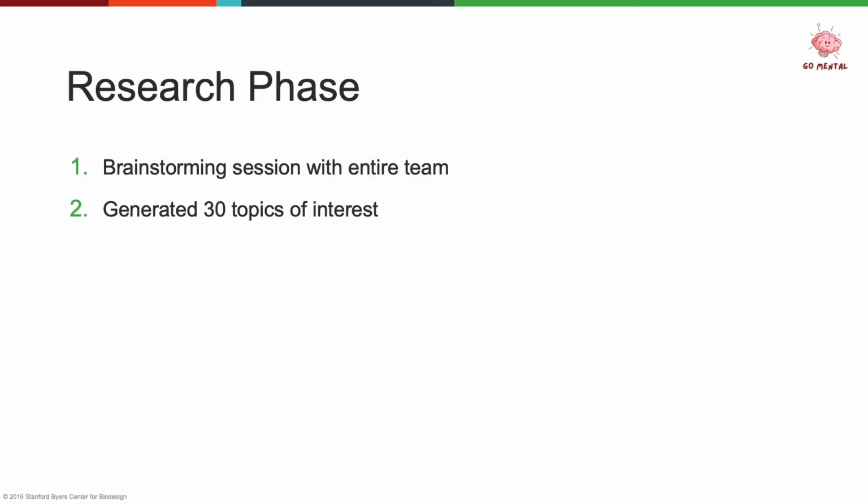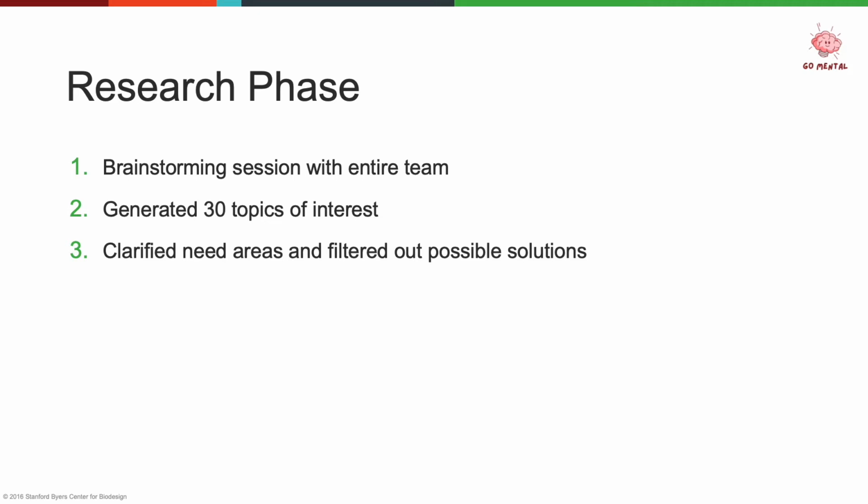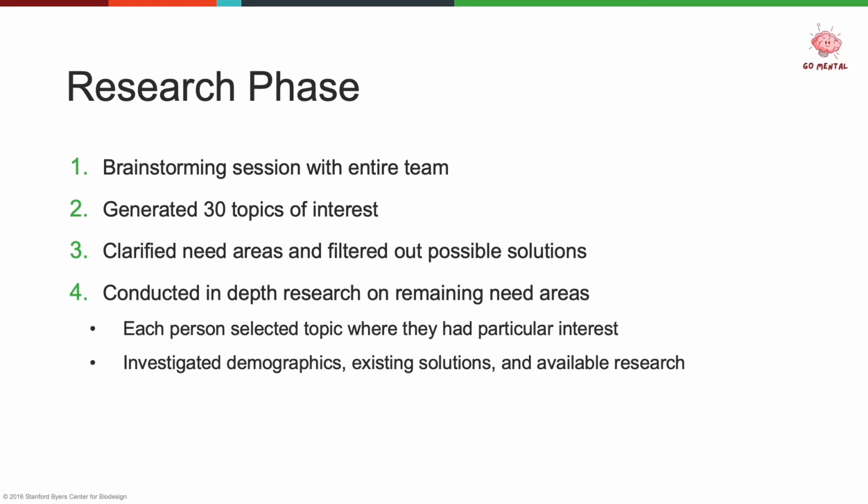We essentially were brainstorming within this specific need area, and we figured out what were the topics of interest, and that ended up being around 30 topics of interest. And once we figured out what those topics were, we looked at it more critically and really distinguished what were need areas and filtered out what were possible potential solutions to those need areas. And then within that refined list, we then conducted in-depth research on those need areas.